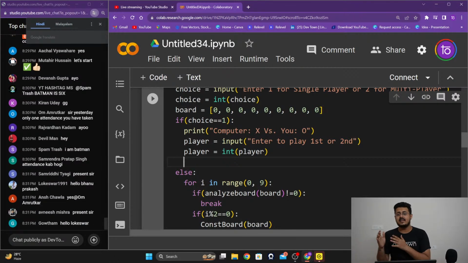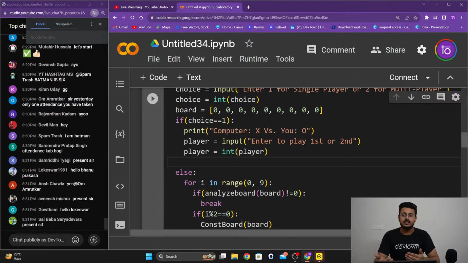Okay, the next thing that we have to do is we have to start the game between the computer and the player. Now please try to understand this.